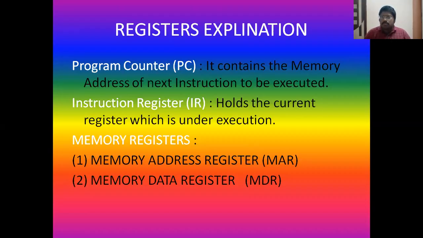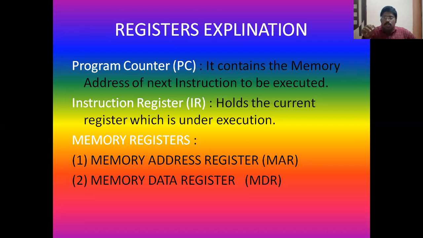Next, the instruction register. It holds the current instruction which is under execution. That means the program counter holds the address of the next instruction, whereas the instruction register deals with the present instruction. If you specify any registers in the present instruction, because in order to execute any instruction we need some values, then the instruction register deals with the present instruction under execution. If that present instruction needs any values, those values will be taken from the registers.